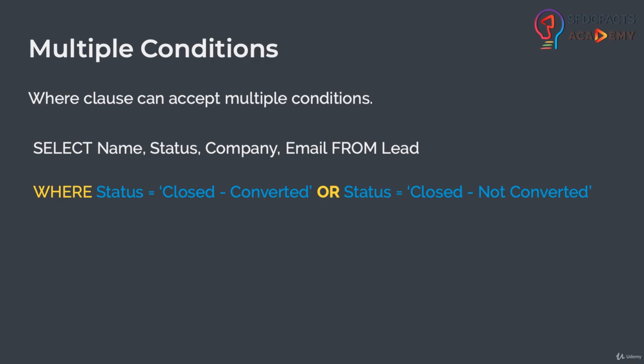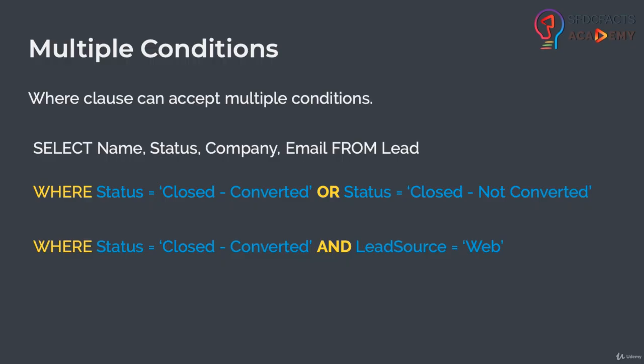And along with this OR keyword, we also have the AND keyword as well. And this AND keyword forces both the conditions. So if both the conditions are true, then only we are going to retrieve the records. For example, we want to retrieve all the lead records where status is closed converted and lead source is web. So both of these conditions must be true, then only a lead record will be retrieved. So you can play with this OR and AND keyword, and you can have multiple OR conditions and multiple AND conditions in your where clause.